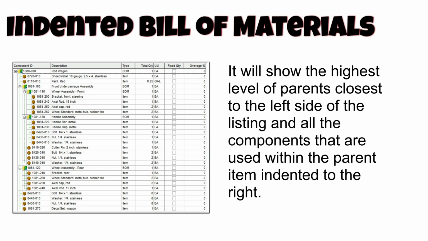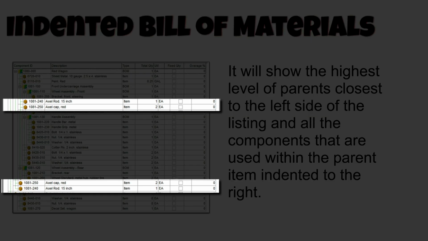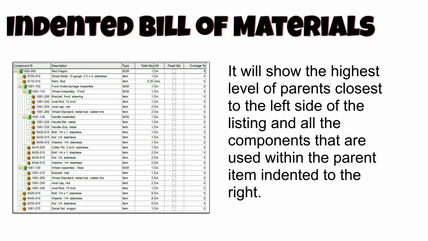It will show the highest level of a parent closest to the left side of the listing and all the components that are used within the parent item indented to the right. Any other levels that are shown are indented even further to the right depending on the proper build of the bill of materials. Keep in mind that if a component is used in a different place within the bill of materials, this component will be shown more than once under each of the subassemblies it belongs to.